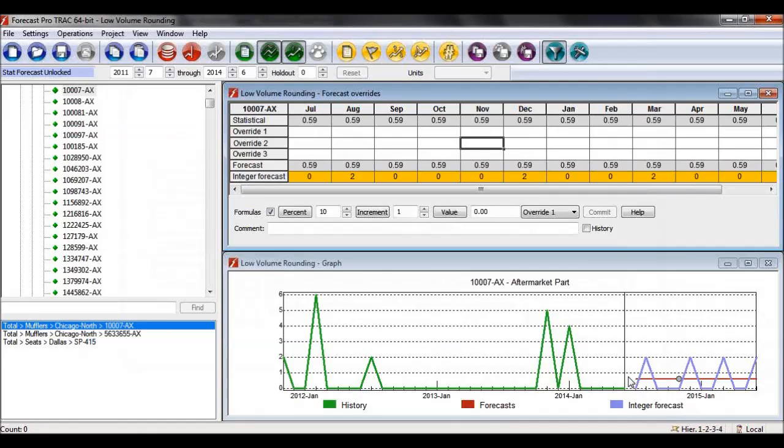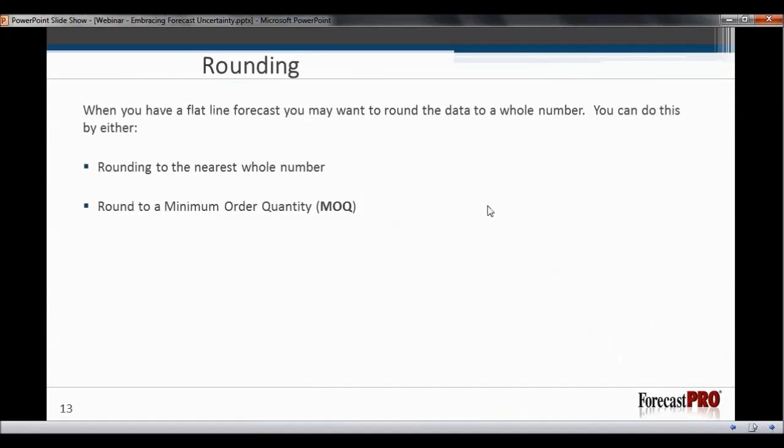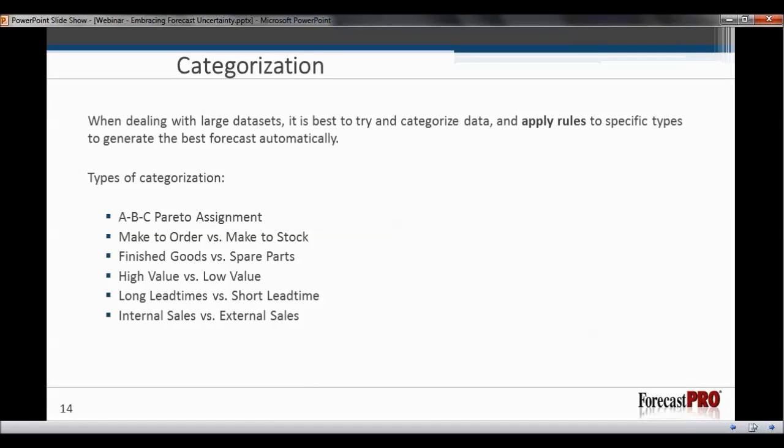So we've looked at 2 things up until this point. We've looked at confidence limits, so producing safety stocks for some of these low volumes instead of a direct forecast. We've also looked at how can we round some of these data to eliminate some of these flat line forecasts, so at least we're getting whole number forecasts coming out of our low volume items. Our final piece that we'll be looking at here for this kind of low volume data would be categorization. And this is something that I highly recommend for a lot of our clients.